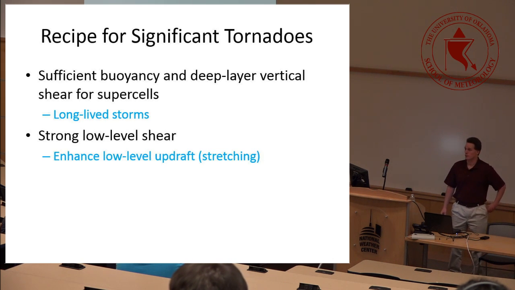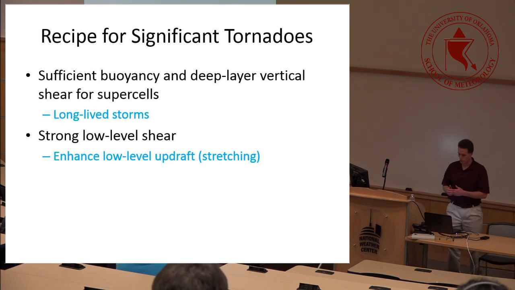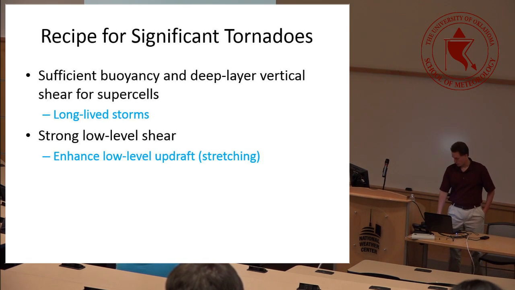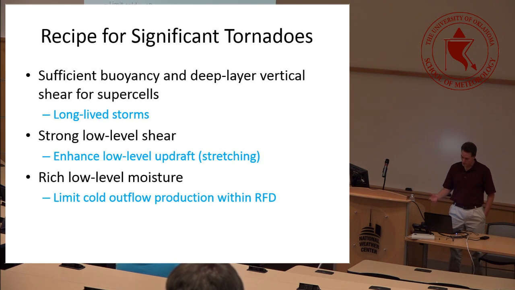We need strong low-level shear. Again, last week we tied the low-level shear to low-level stretching. So it's not the rotation in the environment itself; it's indirectly related to the potential for strong low-level stretching as you strengthen the mesocyclone closer to the ground. So that's related to the strength of the low-level shear. And then we talked about LCL height, or in this case, a more general version of that would be rich low-level moisture. We're just talking about what the thermodynamic characteristics of the rear-flank downdraft might look like.